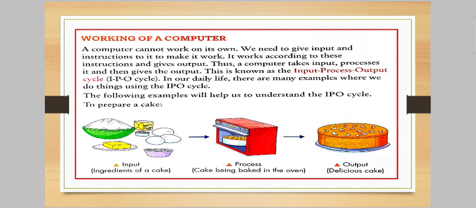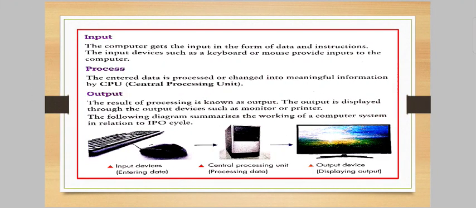In our daily life there are many examples where we do things using the IPO cycle. For example, preparing a cake. First of all, you need to input egg, sugar, butter, etc. for preparing a cake. Then process it in the oven. Then a delicious cake will be prepared. Okay, so now I am going to discuss input, process and output.